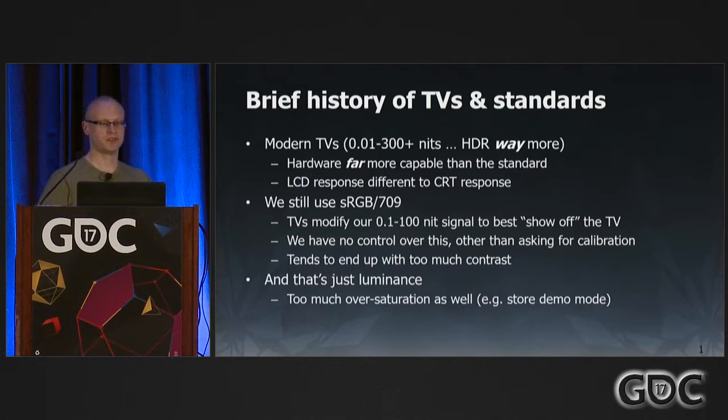However, modern TVs are far more capable than this. They'll go as dark as 0.01 nits and go above 300. HDR TVs will go way, way higher than this. And this means that the hardware is far more capable than the standard that we're using. And also LCDs respond differently to CRTs. But we're still using Rec 709 and sRGB. And so these TVs will take our narrow range signal, and they will modify it, and they will expand it to best show off that TV. And we have no control over this at all. We can ask people to calibrate, but not many will. And this tends to end up with too much contrast, and also too much saturation. I'm sure you're familiar with the very orangey skin tones of store demo modes.